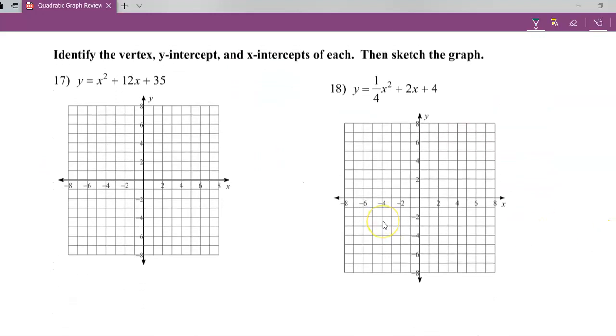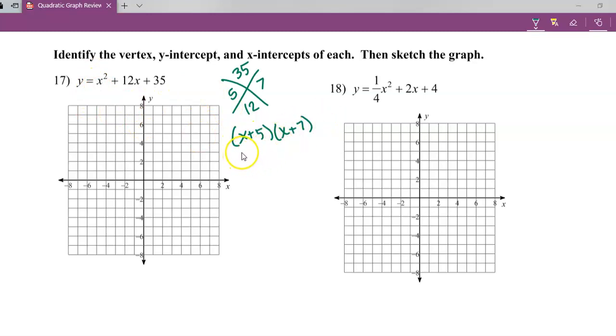Identify the vertex, the y-intercept and x-intercepts of each, and sketch the graph. So same thing here. We have a times c, 1 times 35 up here. B is equal to 12. So 5 times 7 is 35, and 5 plus 7 is 12. So factored form would be x plus 5 times x plus 7. Remember, divide each of these by a, but in this case a is 1, so it won't change anything.